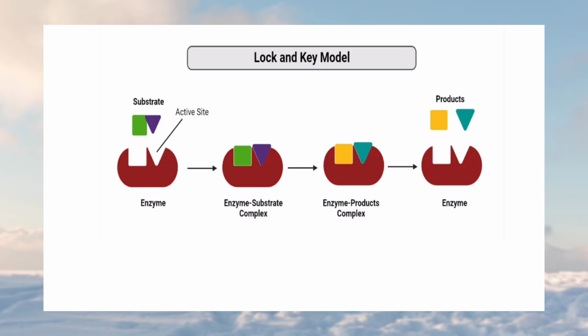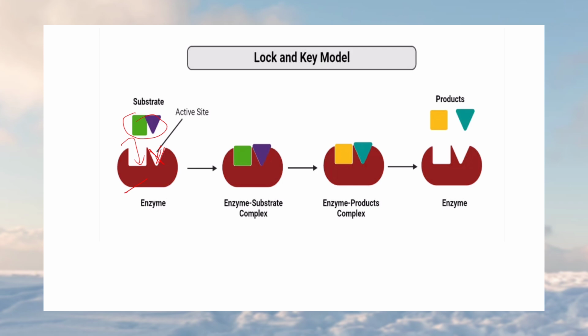This is the lock and key model. Here you can see an enzyme. This is the enzyme, this is the active site, and these are the substrates. The active site means the site at which the substrate binds on an enzyme. That is, the site on an enzyme at which the substrate binds is known as the active site.